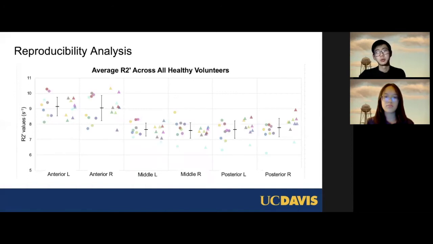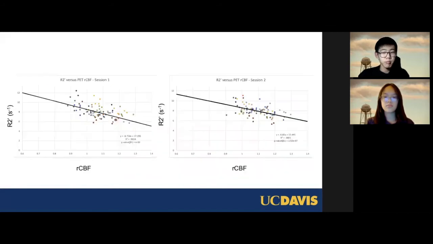Across vascular territories, we found an intrapatient coefficient of variation for R2' between 4.4 and 8.3%. This indicates good R2' scan-rescan reproducibility. And also, as expected, R2' was inversely correlated with PET cerebral blood flow in healthy controls.